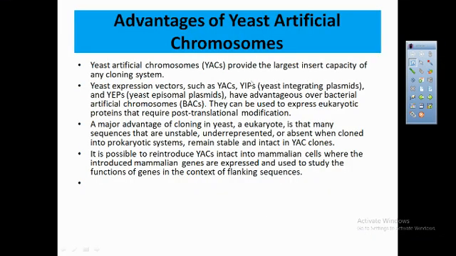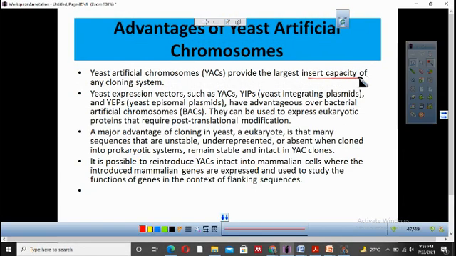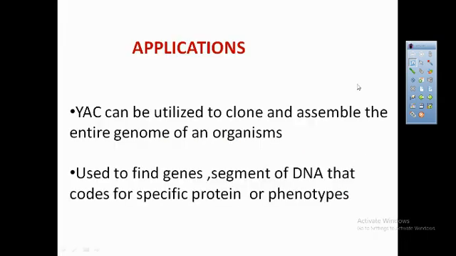So these are some of the advantages: it provides the largest insert capacity. Also, it has an advantage over bacterial artificial chromosomes. It can also be used as an expression eukaryotic vector for the translation of proteins, and also for post-translational modifications. This can also be converted into an expression vector.